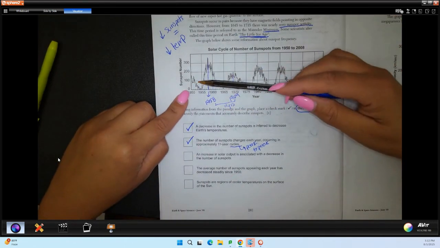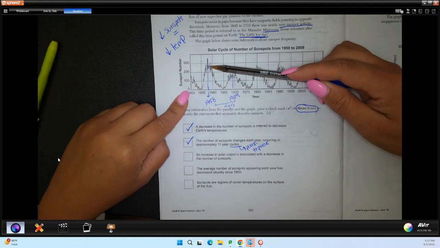Okay, so the next one says the average number of sunspots appearing each year has decreased steadily since 1950. So decrease steadily means I only see a decrease over time. So 1950, and if I look, I actually see a decrease here, but I see these little increases, and then I see these overall increases as well. So we definitely do not have a steady decrease here, and so that makes this one incorrect.